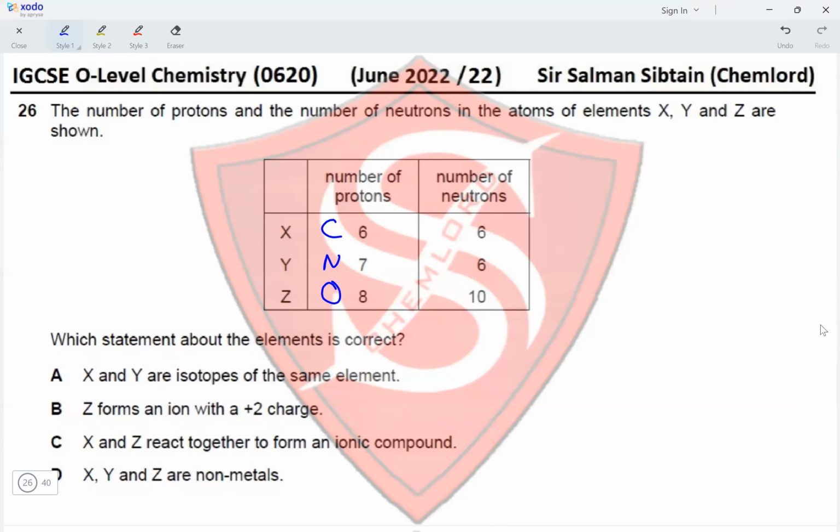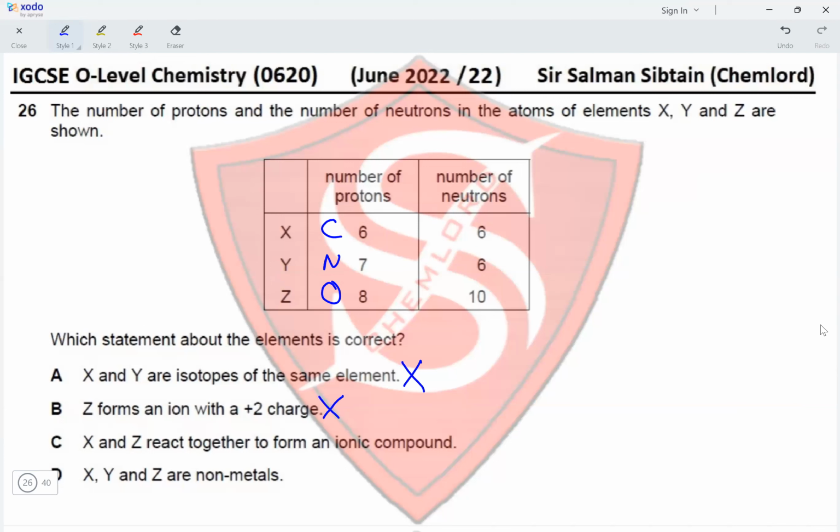Which statement about the elements is correct? X and Y are isotopes of the same element. Isotopes of the same element have the same number of electrons and protons but different numbers of neutrons. X and Y have different numbers of protons but the same number of neutrons, so they are not isotopes. Z forms an ion with a +2 charge? No, Z forms an ion with a -2 charge.